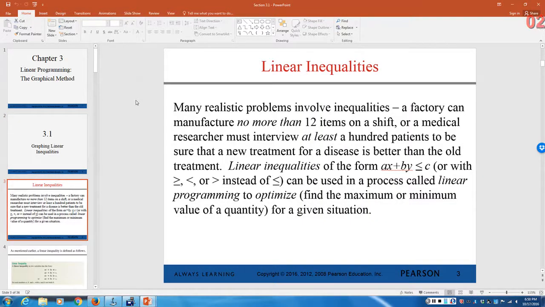So a lot of realistic problems involve inequalities. An example is that a factory can manufacture no more than 12 items of something on a particular shift, or a medical researcher must interview at least 100 patients to be sure that a new treatment for a disease is better than the old one. So we have linear inequalities of the form Ax + By ≤ C. Or you can replace the less than or equal to with greater than or equal to, or less than, or greater than. Those are used in a process called linear programming to optimize, which means to find either the maximum or the minimum value of a quantity for a given situation.